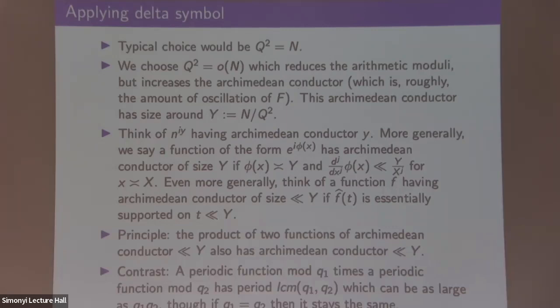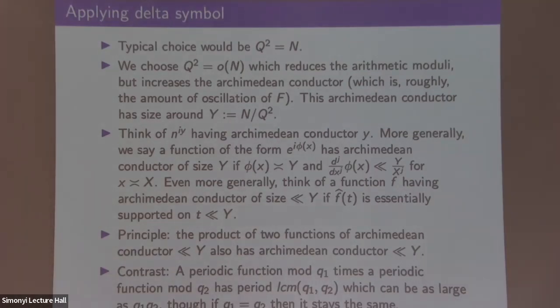One of the reasons why this turns out to be good is that if you have two functions and they both oscillate like y, and you multiply them, they still oscillate like y. It doesn't go up to y squared or something like that. It's still size y. But in contrast, if you have a periodic function mod q1 and you multiply it by a function that's periodic mod q2, the new period is the least common multiple of q1 and q2. So if q1 and q2 are the same, then that stays the same. But if they're coprime, then it's q1 q2. This is saying conductors usually multiply.